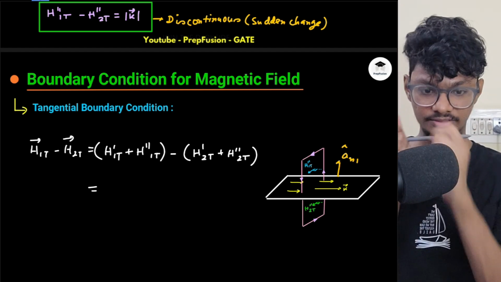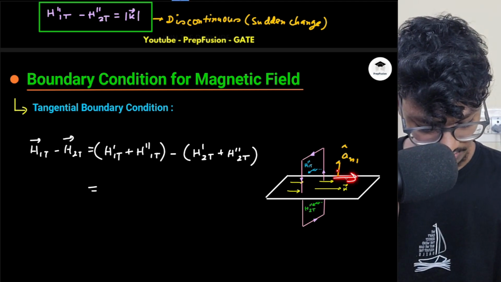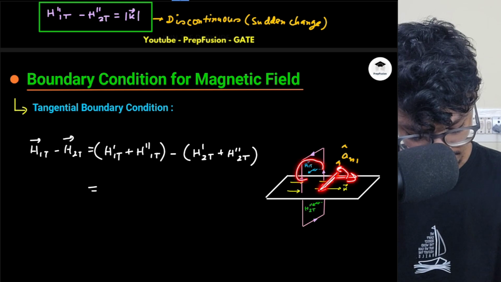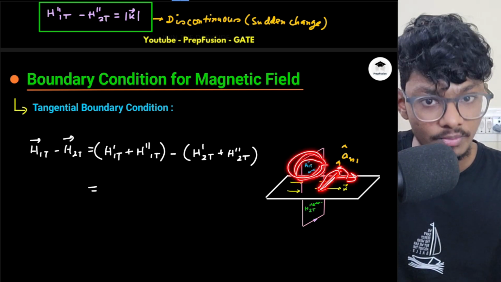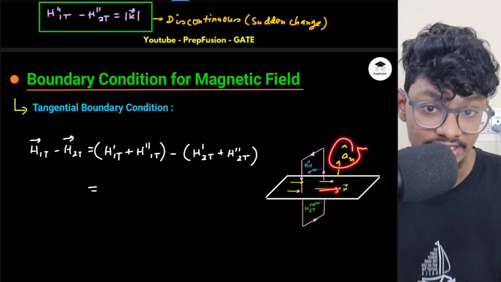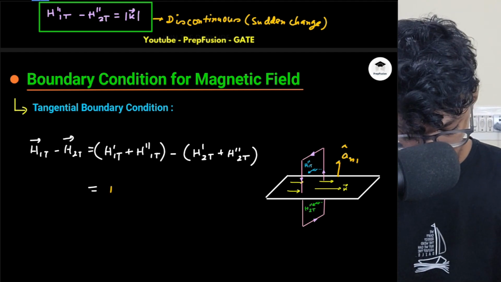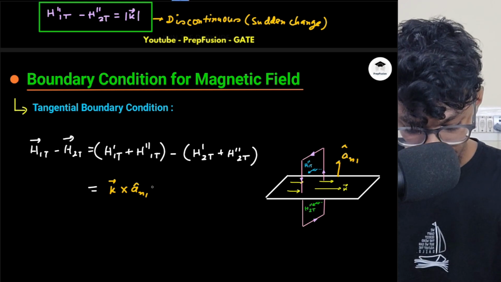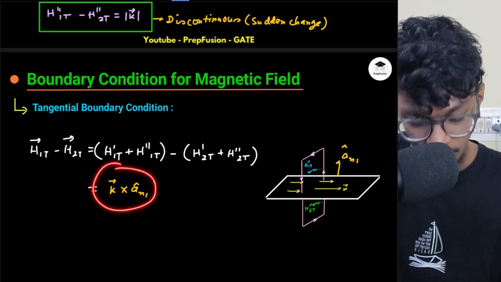it is coming towards me. If I do K cross an1, it is coming towards this. This is my K vector and this is my an1 vector. And what is this direction? This direction is the same as the H1t. So I got my H1t direction by doing the cross product of K and the normal vector going towards medium 1. So the direction will be K cross an1. The magnitude will be the same as the magnitude of K, just the direction has been denoted by the cross product. That's it.